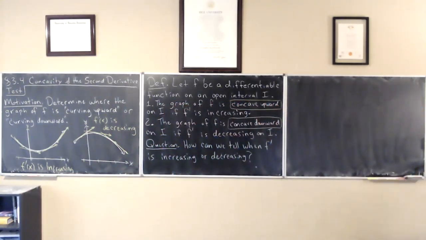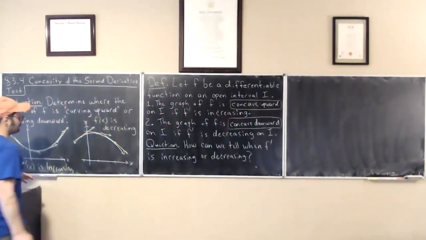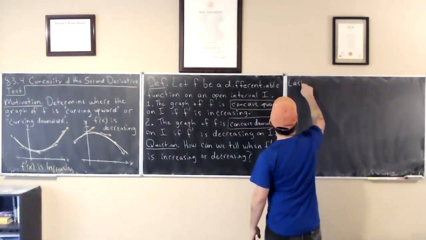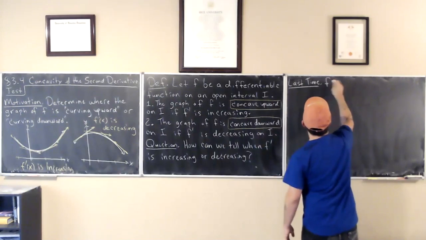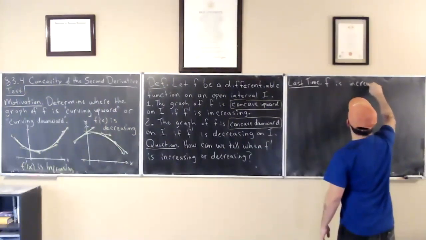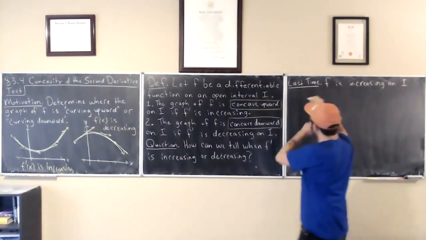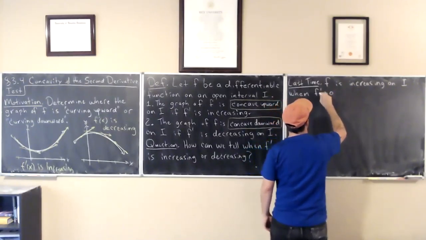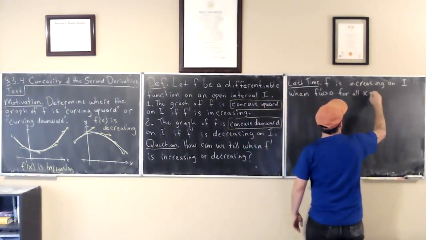And this is where we should reference back to the last lecture, right? So what did we do last time? I'll just state it. So last time, F is increasing on an open interval I when F prime is greater than zero, so F prime of X is greater than zero for all X in that interval.